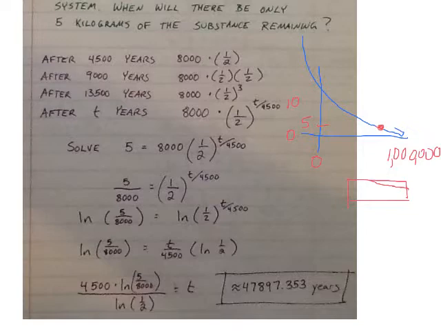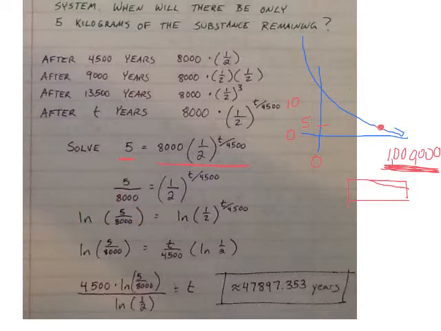However, solving it graphically is sometimes tedious because we're trying to find that window that works. So I encourage you to solve it algebraically. And what we can do here is we're solving for 5 equals our model. And so in the first step I divided both sides by 8,000. In the next step, in order to get rid of the exponent, I took the natural log of both sides.